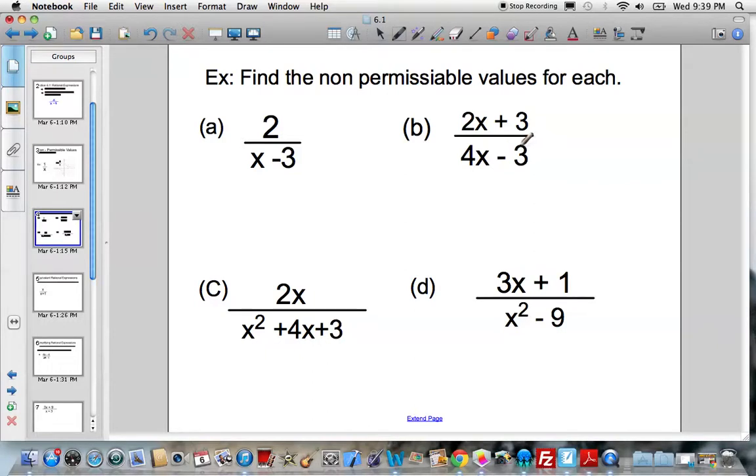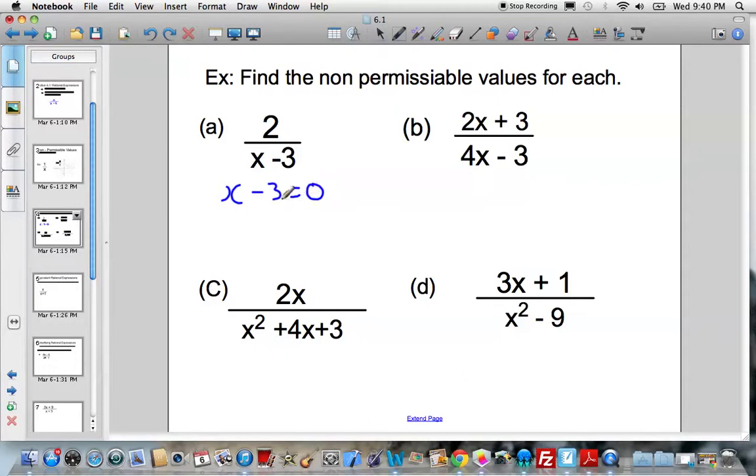The easiest way to find the non-permissible values for a rational expression is to take the denominator, this guy, x minus 3, and that's a terrible x. I haven't made a video in a while, so my hand-eye coordination's off a little bit. So x minus 3 is equal to 0. Set the denominator equal to 0. You don't have to worry about the numerator, just set the denominator equal to 0.